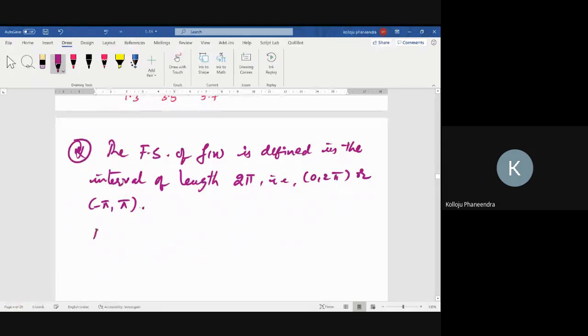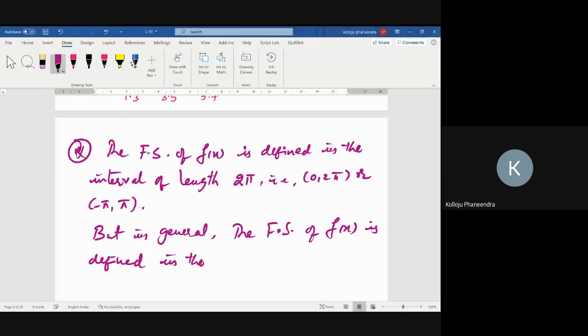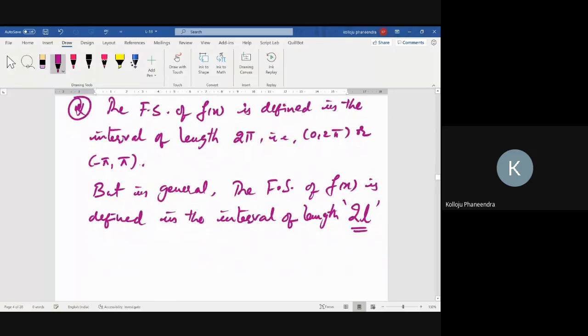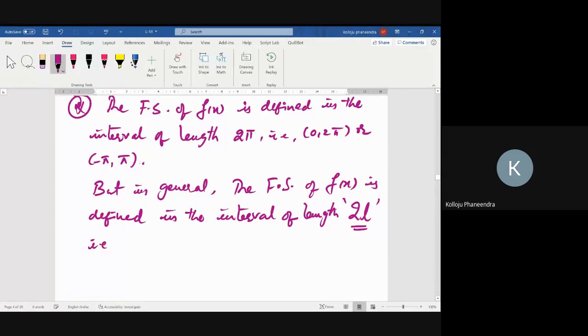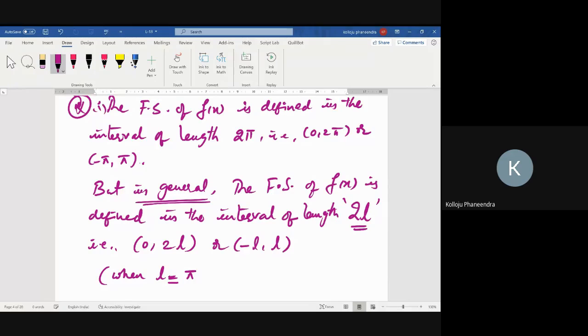But in general, the Fourier series of f of x is defined in an interval of length 2L. All of you remember, generally Fourier series is defined in the interval of length 2L. That is, this may be 0 to 2L or minus L to L. So this is the general case, and the special case is when L equal to pi, which is case 1.